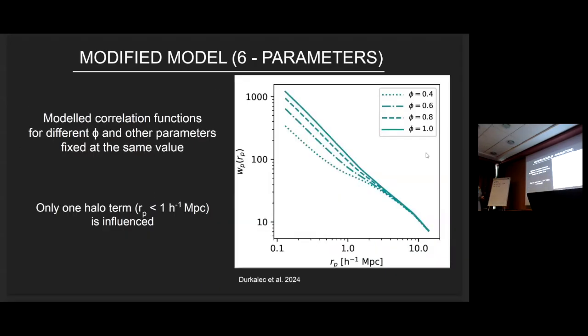If you just run the model for this, you notice here that the changes with phi are mostly in the one-halo term, so whatever is happening within one halo between galaxies. This is the projected correlation function, and this is the model. There are no observations yet. So if you have phi equal to 1 and you keep all of the other parameters the same, but change only phi, this is how your correlation function is going to change.